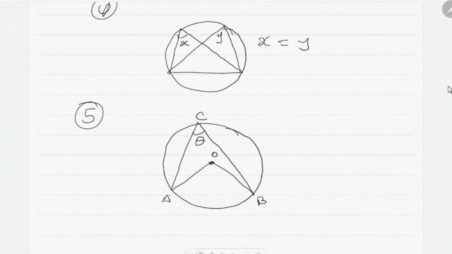Then what we are saying is that the angle at the center of the circle, which is angle AOB, is twice the angle at the circumference, which is twice angle theta.